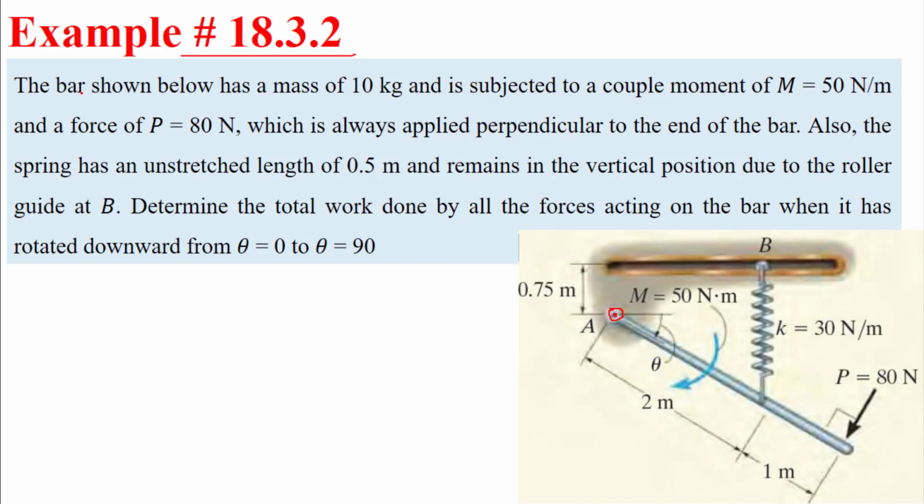The bar shown has a mass of 10 kilogram and is subjected to a couple moment of 50 Newton meter and force P equal to 80 Newton. So here we have a moment of 50 Newton meter, and here we have an external force which is 80 Newton, which is always applied perpendicular to the end of the bar.